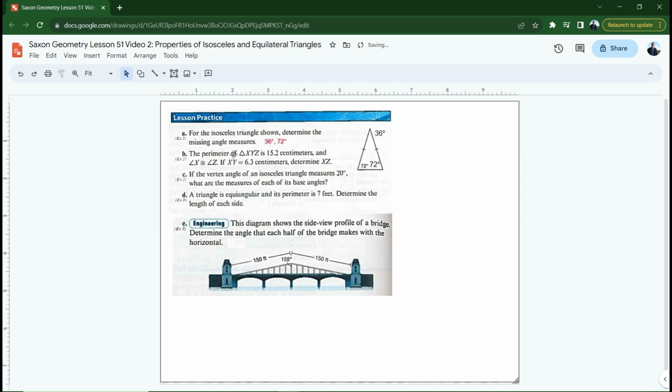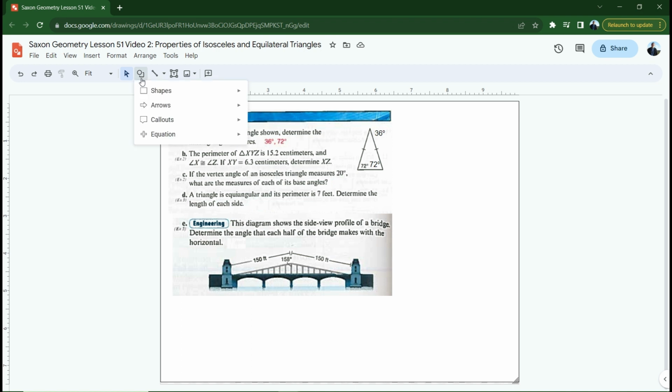72, 36. The perimeter of triangle XYZ is 15.2 centimeters, and angle X is congruent to angle Z. If two angles of a triangle are congruent to each other, it must be an isosceles triangle of some kind. If XY is 6.3 centimeters, then determine XZ.